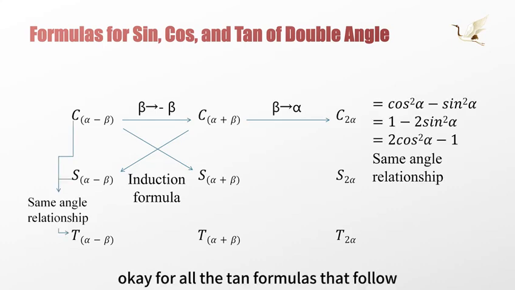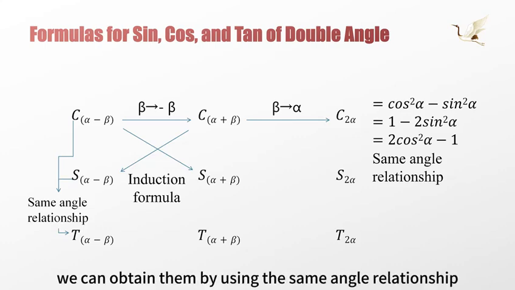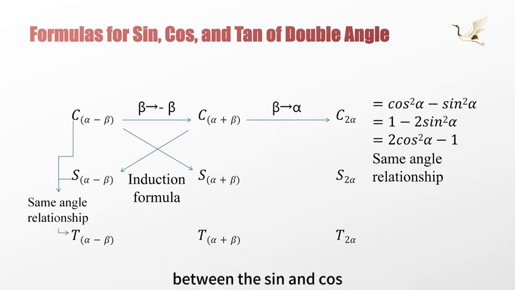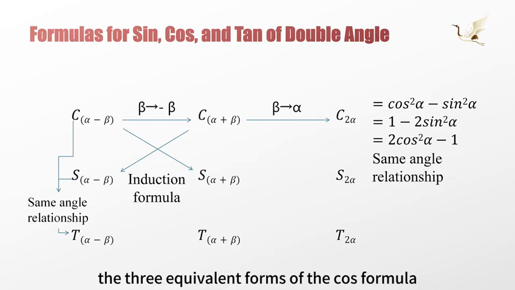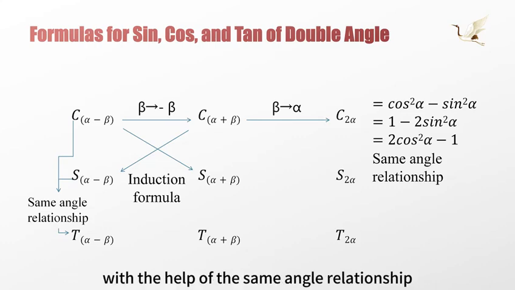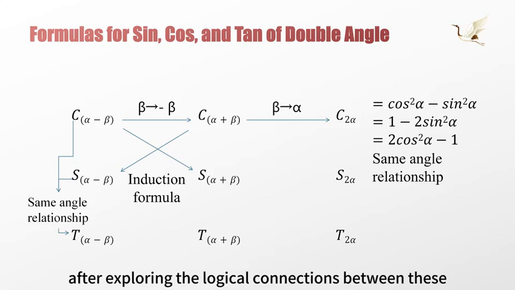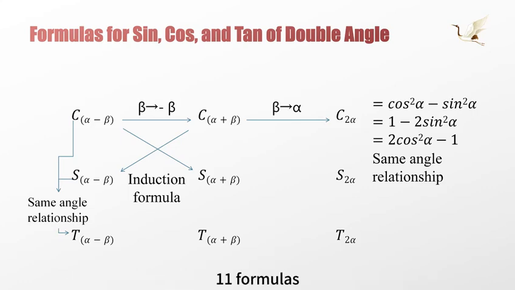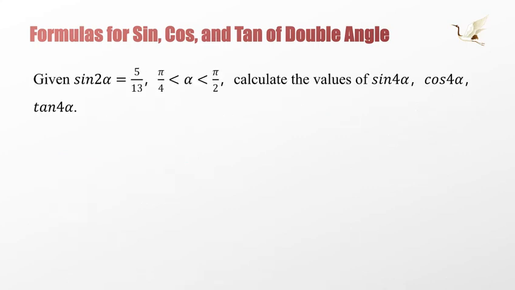Okay, for all the tangent formulas that follow, we can obtain them by using the same angle relationship between the sine and cosine of the same angle. The three equivalent forms of the cosine formula with a double angle can also be transformed into equivalent forms with the help of the same angle relationship. Okay, after exploring the logical connections between these 11 formulas, let's think about how to apply them to solve practical problems. Okay, let's take a look at example 1.